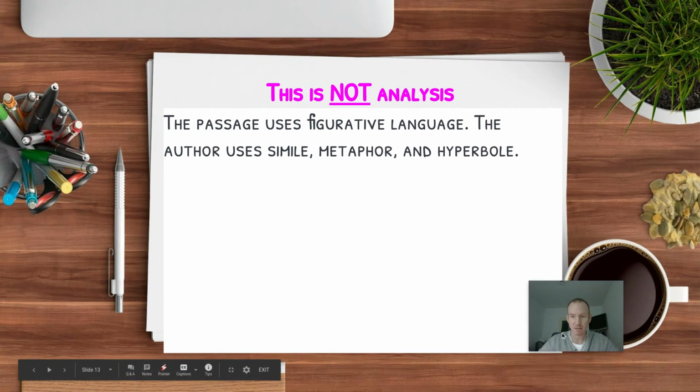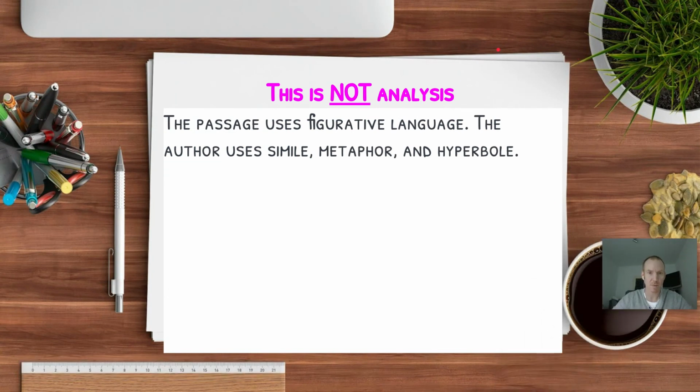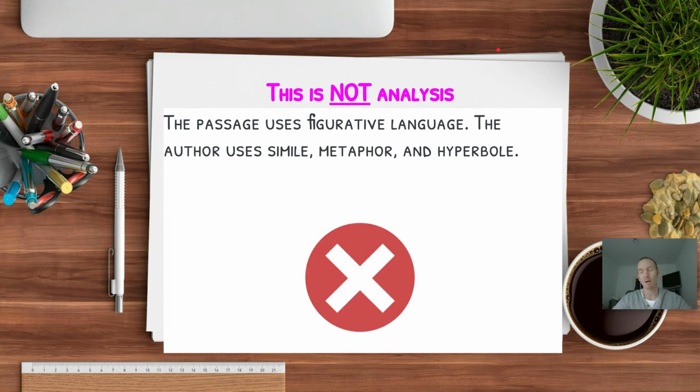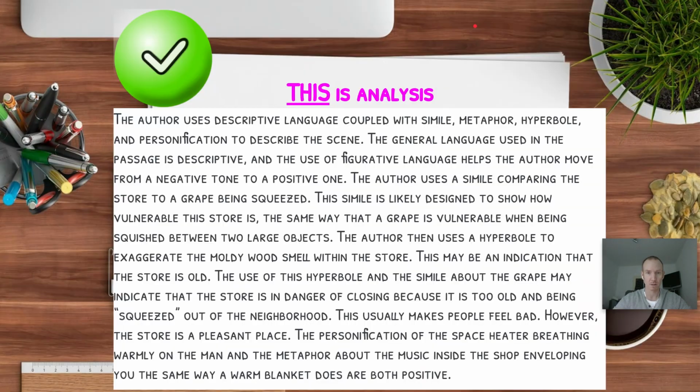Again, this is not analysis. The passage uses figurative language. The author uses simile, metaphor, and hyperbole. All that is labeling. Okay, you've just told me what the author has used, but you haven't told me why they used it or why that is important.